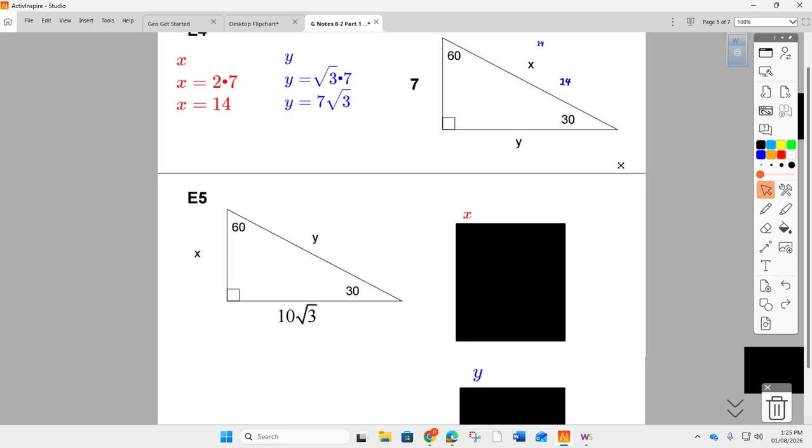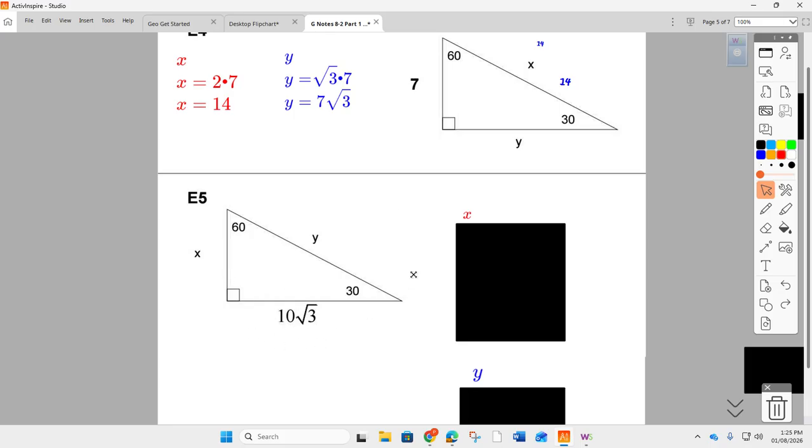Short leg. What's the short leg? x. What's the long leg? 10 square root 3. What's the hypotenuse? y. All right. We don't know the short leg. We don't know the hypotenuse. Those are the easier ones, right? But we do know the long leg, so that is the one we have to work with.